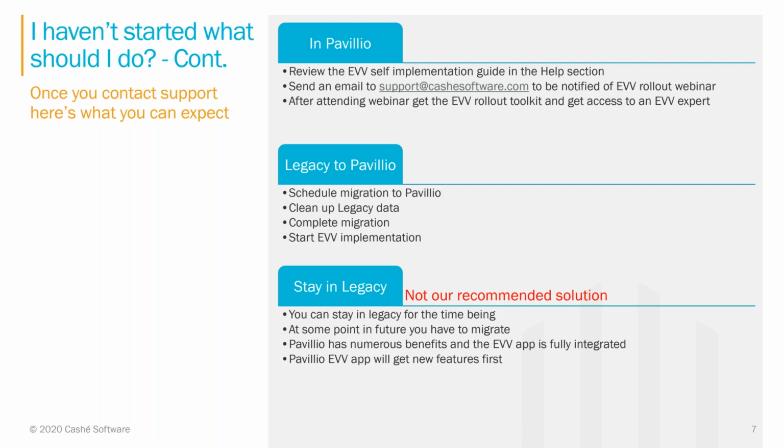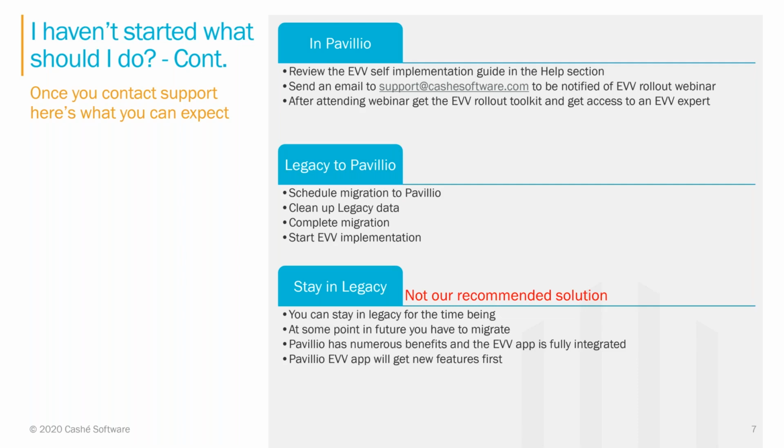You can send an email to support@cachetssoftware.com to be notified of our upcoming EVV rollout webinar, where we'll go more in depth around agency preparedness, as well as walk through all available tools. At the end of the webinar, you'll also receive access to an EVV expert.